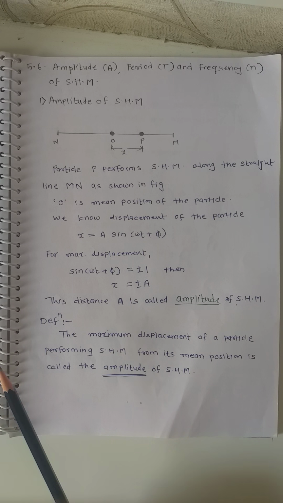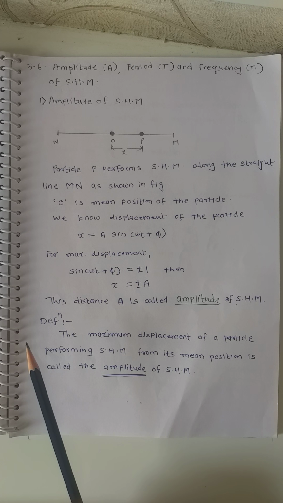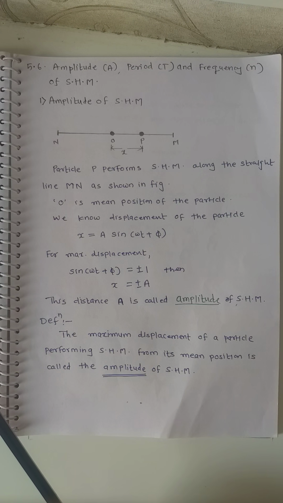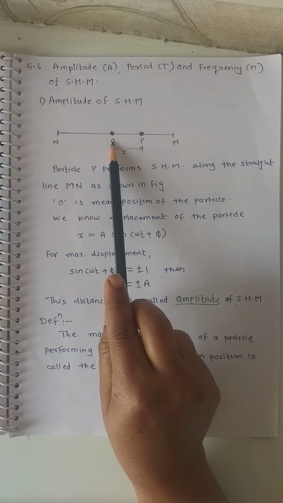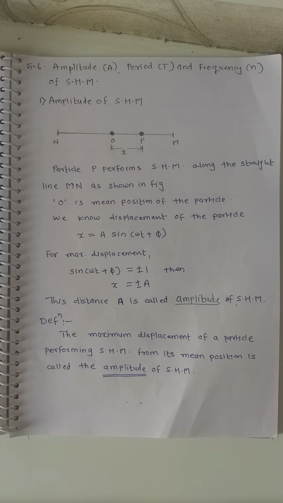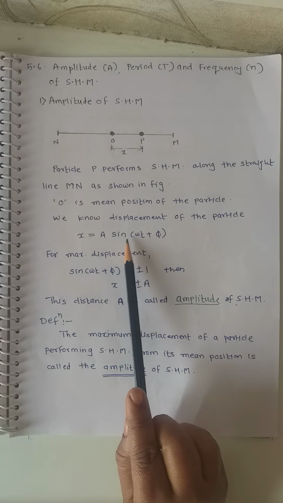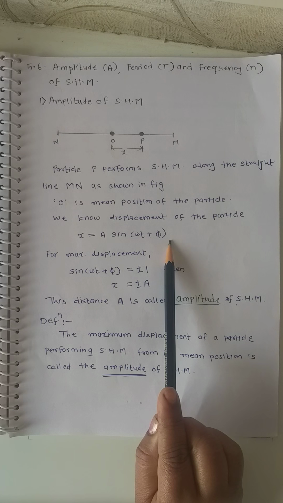Now let us consider a particle performing simple harmonic motion along the straight line MN. The center O of MN is the mean position of the particle. Now let us recall the equation for displacement. We know the displacement of a particle is x is equal to a sine omega t plus phi.